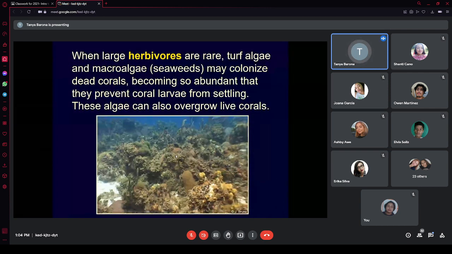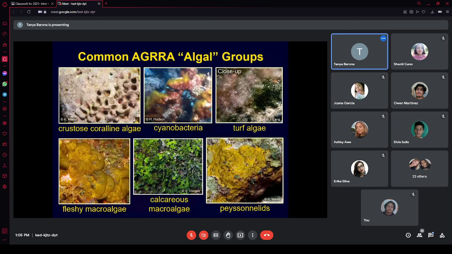When herbivores are rare, this is more or less what your reef looks like. You do have some live coral, but there are very few and spaced far apart. And it's generally brown; you don't have that vibrant, bright color anymore. These are just examples of the different types of algae that may consume a reef.